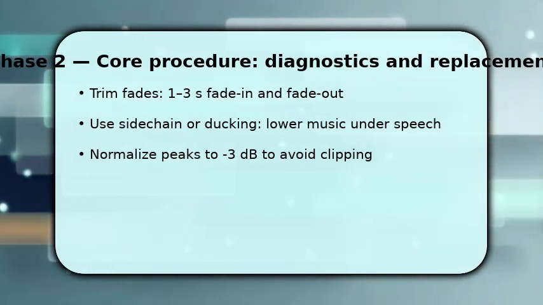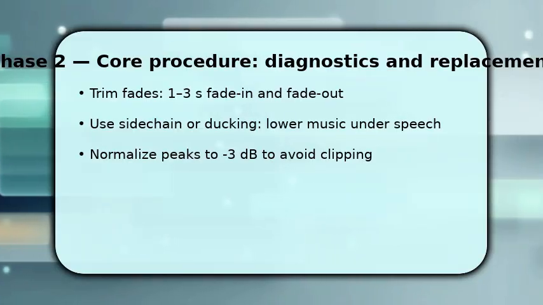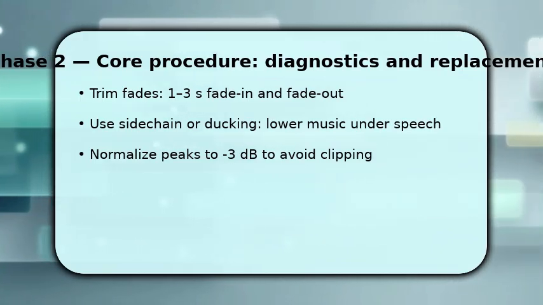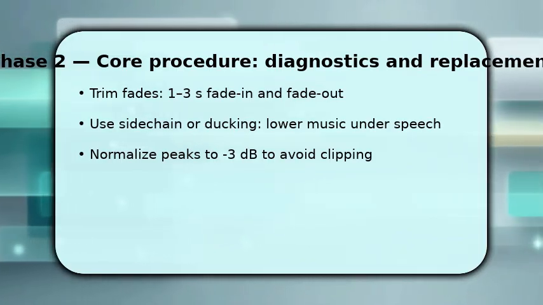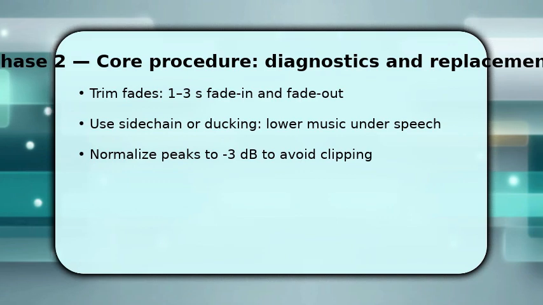Start by trimming and applying gentle 1 to 3 second fades at start and end to avoid jarring cuts. Then, duck the music under speech, either with manual automation or sidechain compression, so spoken words stay clear. Normalize the audio to around -3 dB to preserve headroom and listen through headphones and speakers. Make small adjustments to EQ to reduce masking at 2.4 kHz where voice is live.